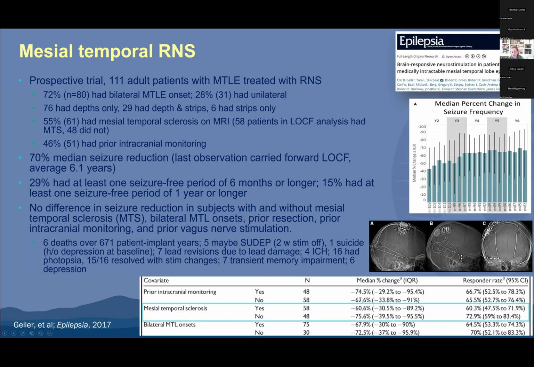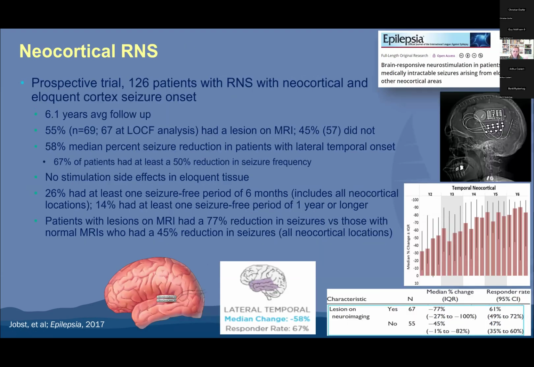In fact, in this particular study, it was not statistically significant, but there was actually a higher responder rate in those who did not have mesial temporal sclerosis, although statistically it was equal. There was no significant difference between those who had mesial temporal sclerosis and those who don't. So even with a normal MRI, RNS can be very effective for patients with mesial temporal onset.